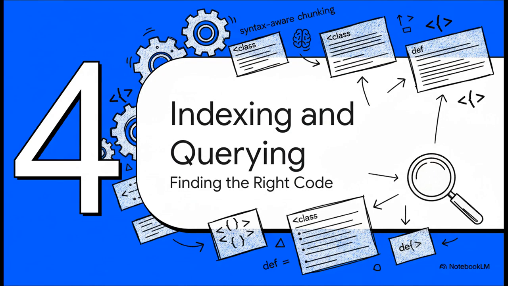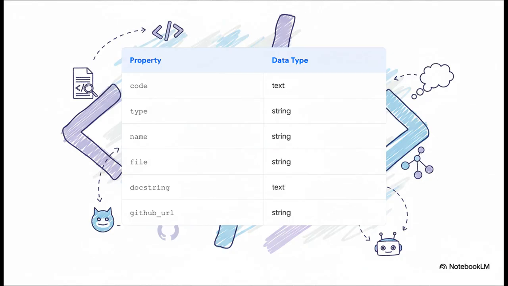Okay, so we've got these perfect, context-rich chunks of code. What's next? Well, now we have to index them in a way that lets us find the exact right piece of code at the exact right time. And we don't just store the code itself. We store all this rich metadata right alongside it. So for every single chunk, we save its type, is it a function or a class, its name, the file it came from, its docstring, and even a direct URL to that code on GitHub. And that rich metadata is what gives our search superpowers.